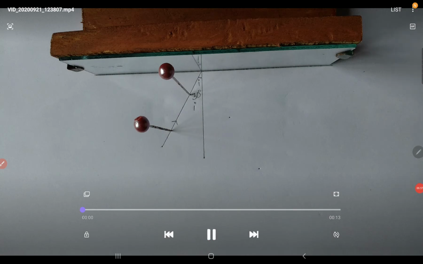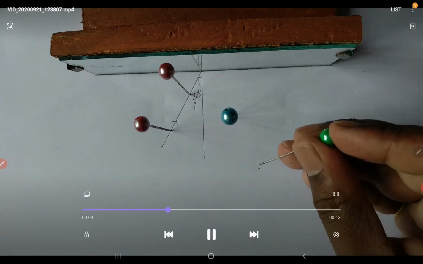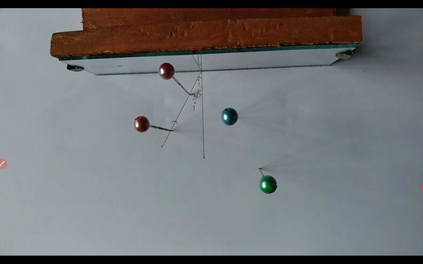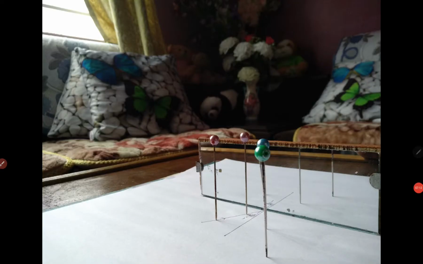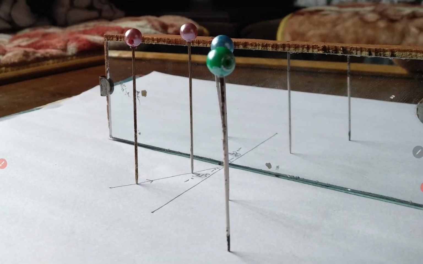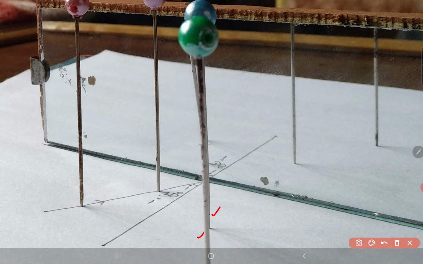Here I am blocking those images which you had just seen with the help of these needles. So here I have blocked the images. Let us see from the other view. You can see I had placed the needles here, as you have seen in the video, so that the images at the back are being blocked by these two needles, this and this.